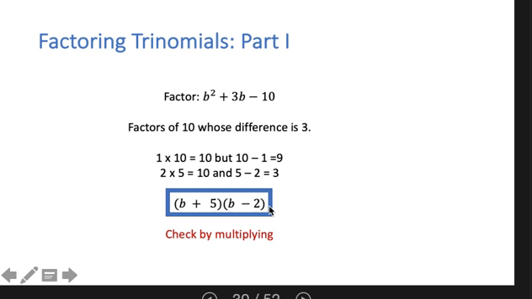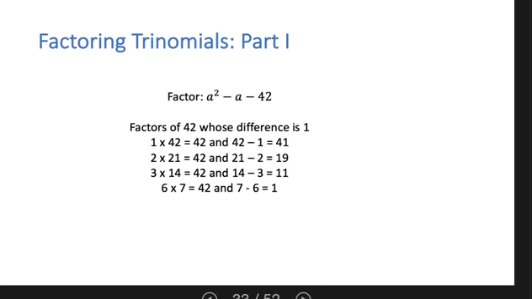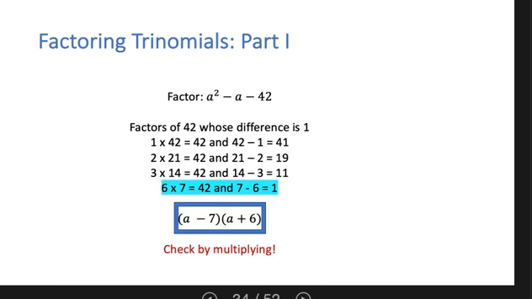All right, you want to try one? Try to factor a squared minus a minus 42. Remember, you need the factors of 42 whose difference is 1. The factors of 42 are listed here. The differences are also listed, and the pair that works is 6 times 7. Now remember, it's important that you put that positive and negative sign with the correct factors. So a minus 7 and a plus 6 is correct because that's the only way you're going to end up with a negative sign in the middle.